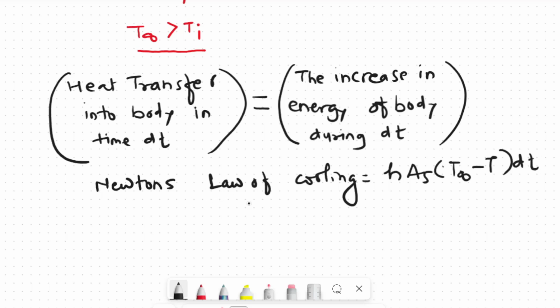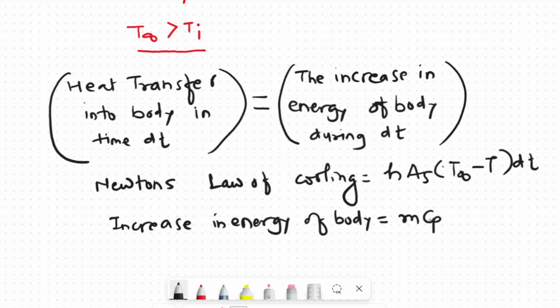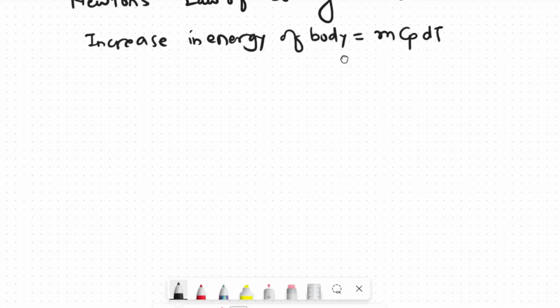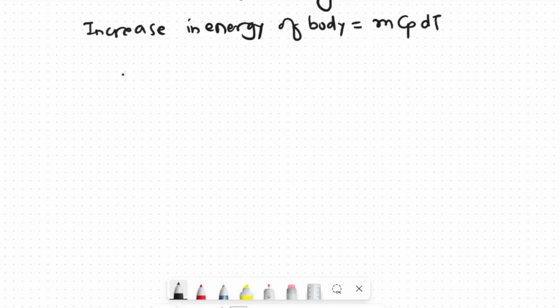Now, the increase in the energy of the body will be equal to m Cp delta T. So m Cp into delta T. Now, as we are saying that both things are the same, we can say that h into As into (T infinity minus T) into dt is equal to m Cp delta T.